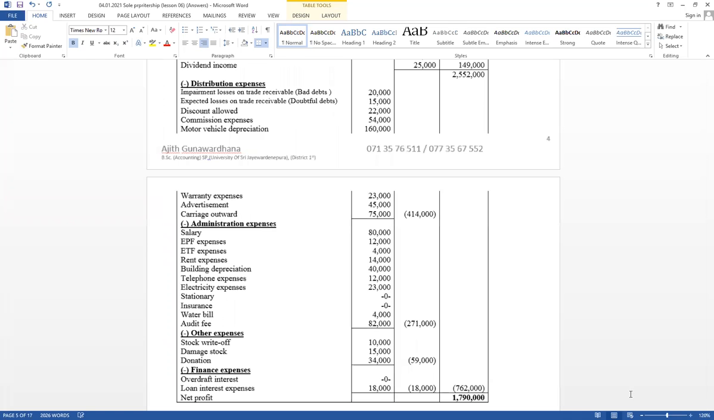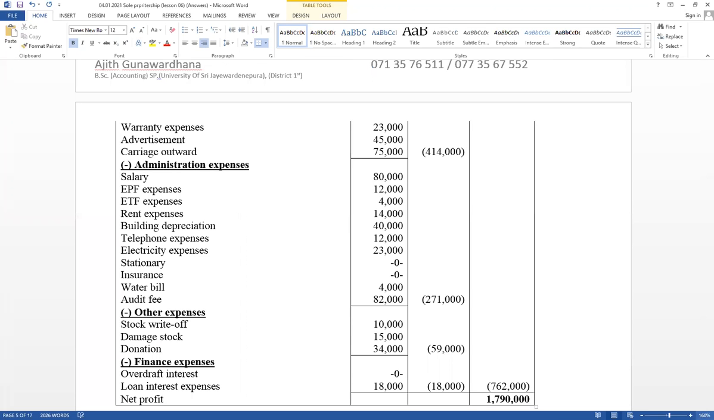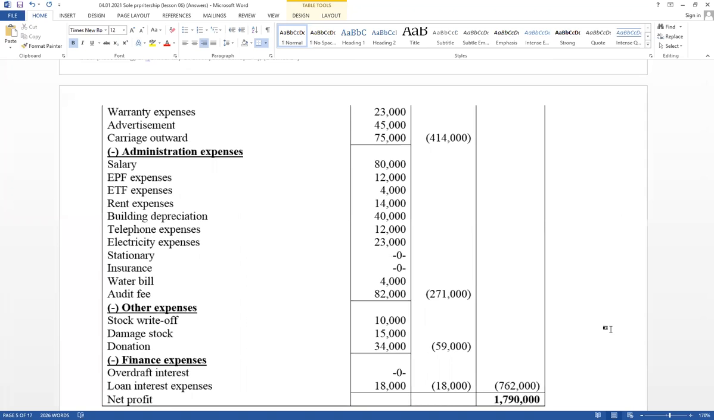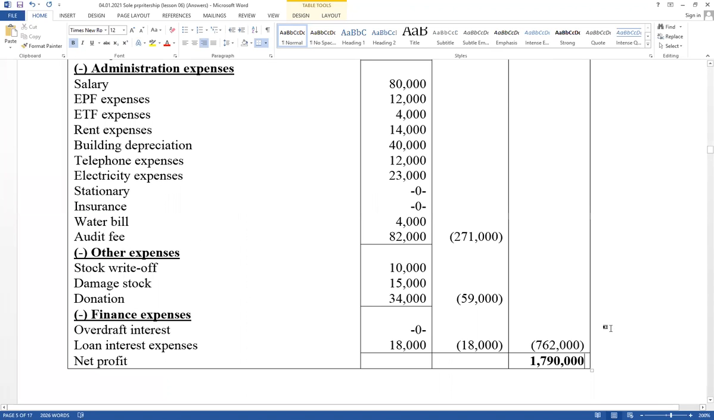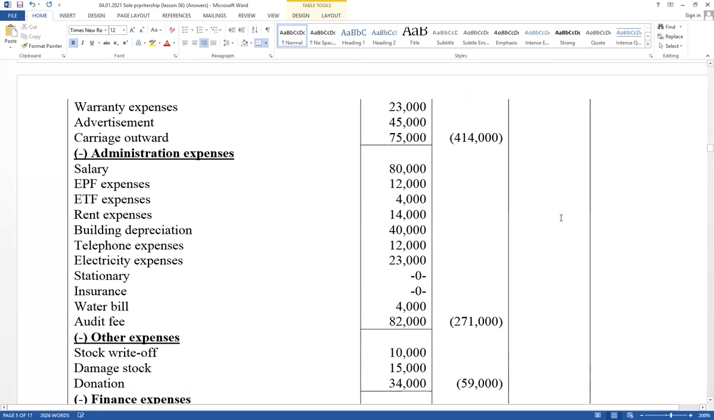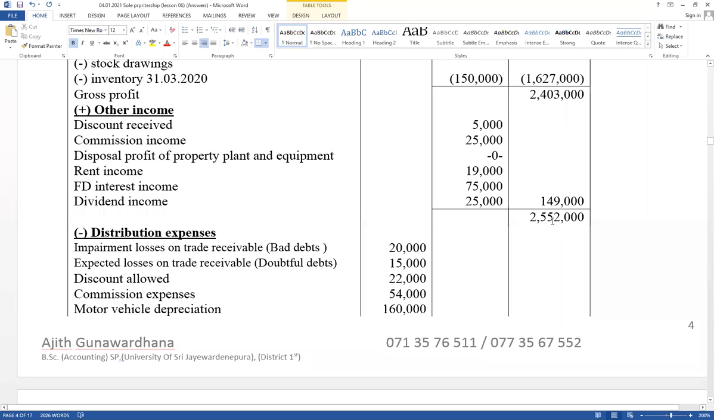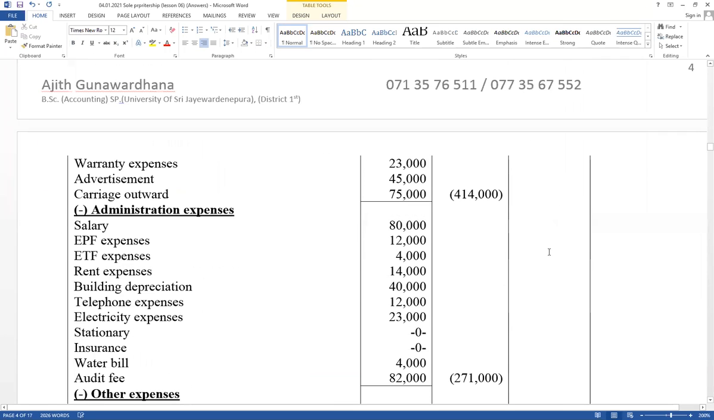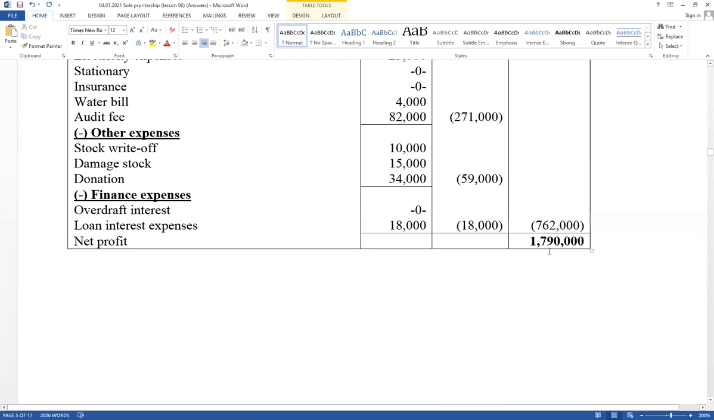Other income should be added to gross profit, then deduct total expense. Therefore, this is the net profit. From this value, gross profit plus other income, take the answer. From that value, total expense should be deducted. Gross profit calculated, other income added, take the answer. From that value, total expense should be deducted. Then net profit can be calculated.